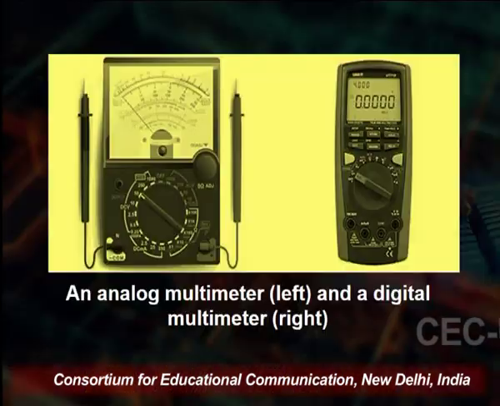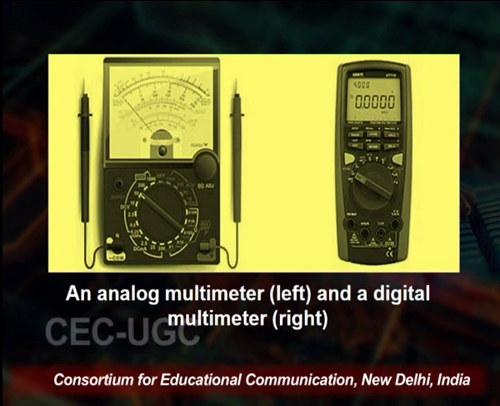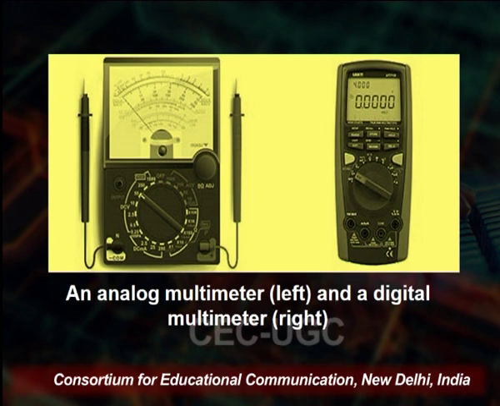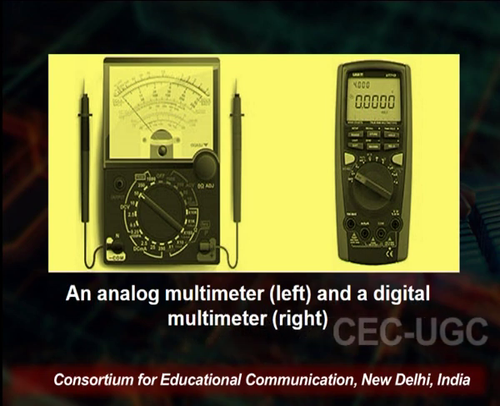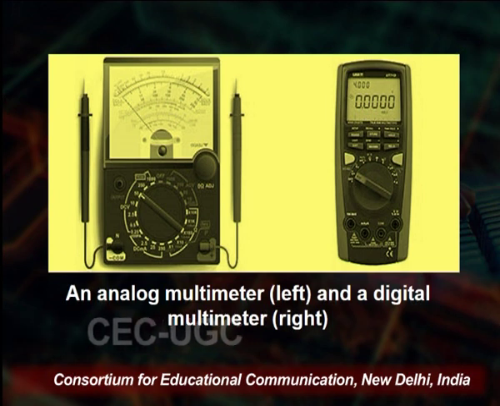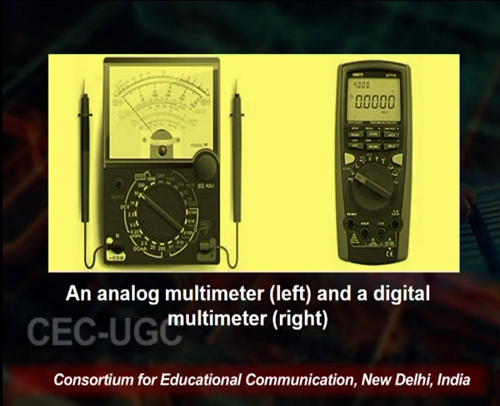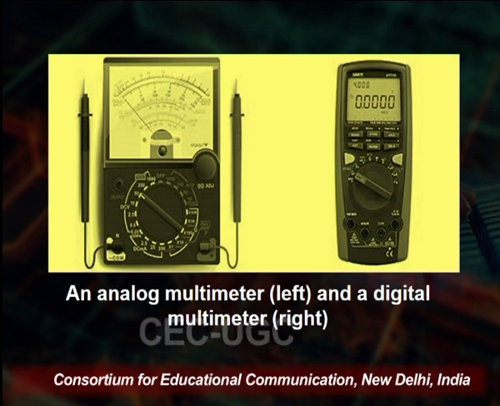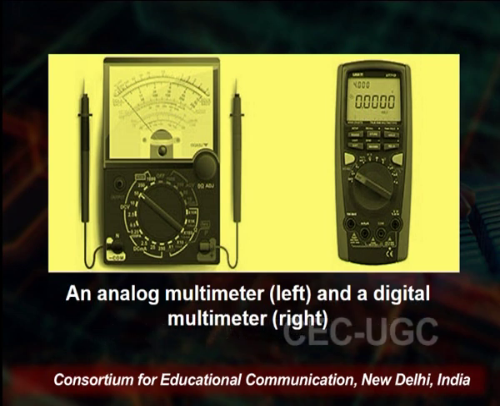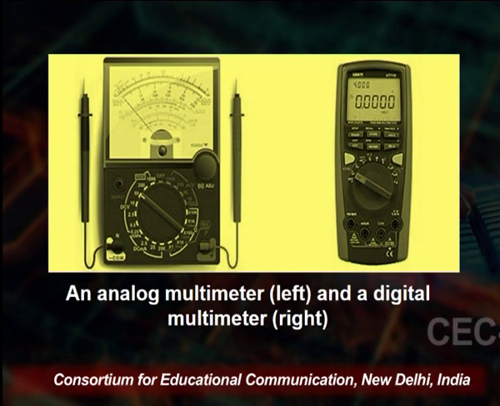Here, as you can see on the screen, on the left hand side we have an analog multimeter, and on the right hand side we get the value in the form of digits, that is the digital multimeter. So, they are both different. As you are seeing, in the analog multimeter there is a needle which moves right and left whenever we get the reading, but in the digital multimeter we just get the number.